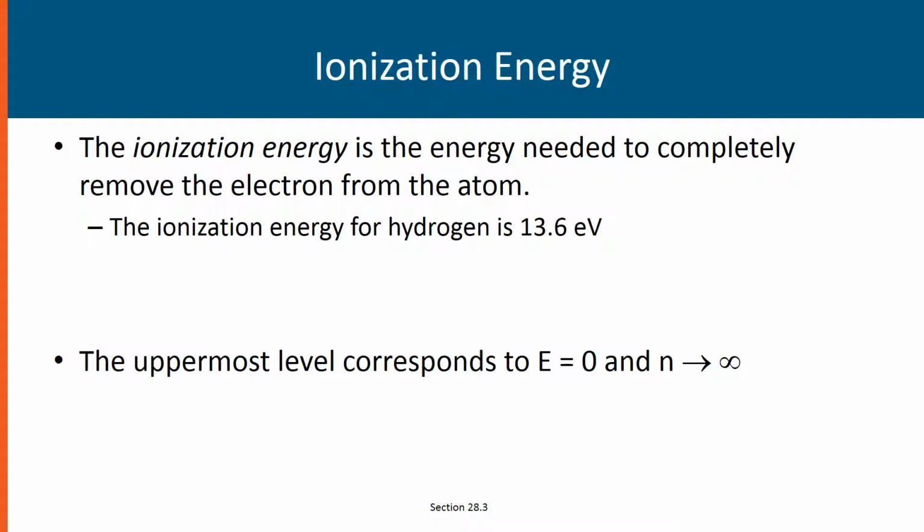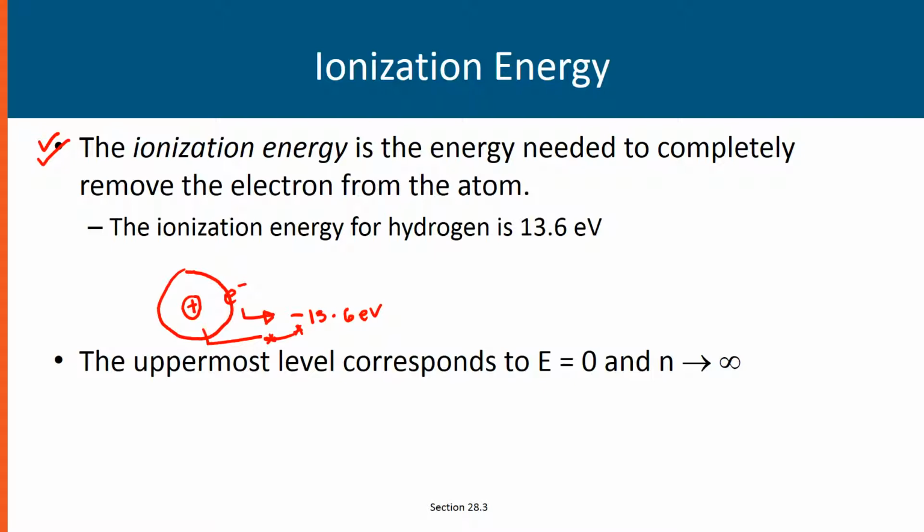Now let's talk about the ionization energy. The ionization energy is just the energy needed to completely remove the electron from the atom. So if we're talking about the hydrogen atom having 1 proton and 1 electron orbiting around it on the first energy level, this electron being on the first energy level possesses an energy equal to negative 13.6. Again, the negative sign tells us that the electron is attracted to the nucleus.